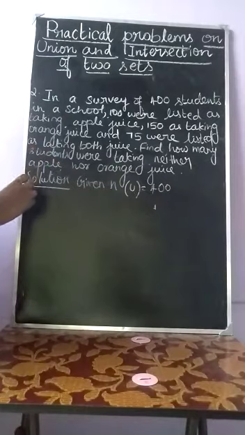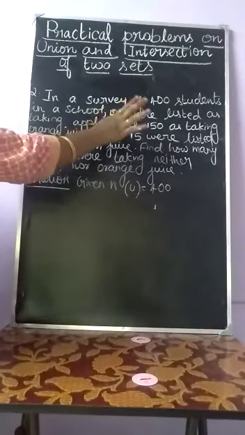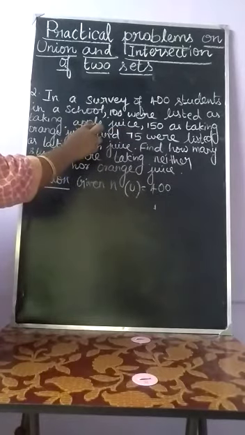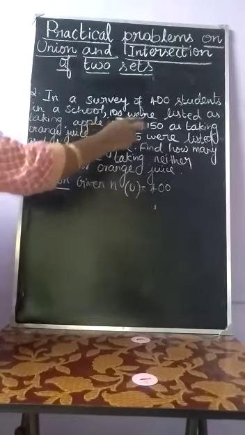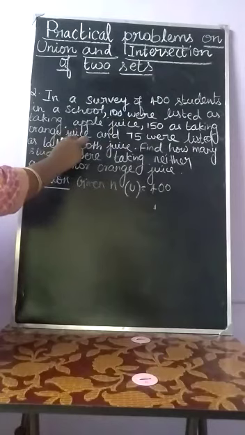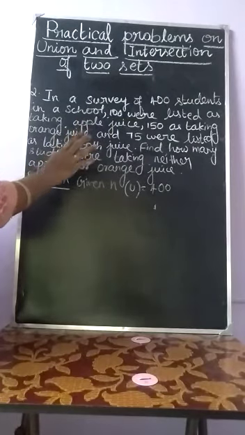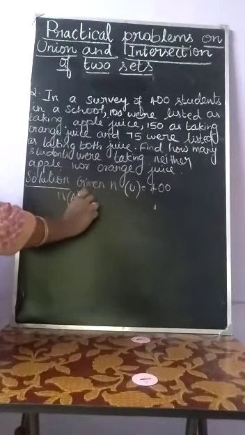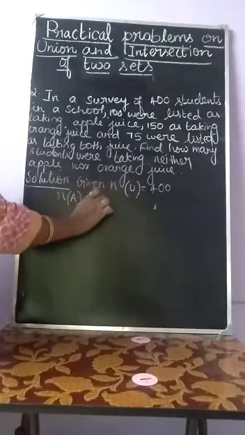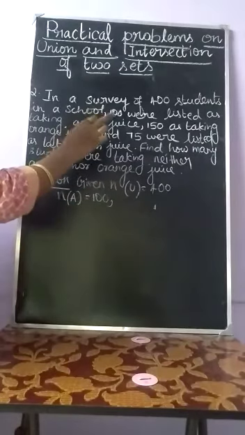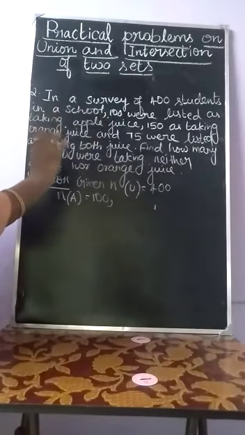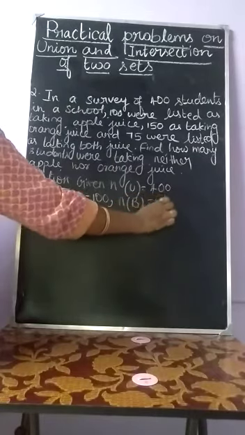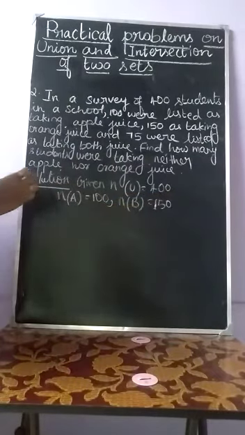What is the next one? We have to take orange and apple, two juice details are given. So we take the first, apple juice, as A and orange juice as B. A denotes the set of students taking apple juice. So what is the n of A value? That is 100. And the next one, B, orange juice only. So what is the n of B value? That is 150.